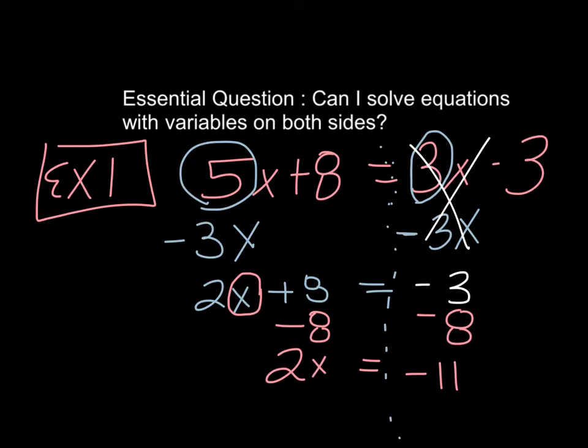All right, so now we got 2x equals negative 11. We got this darn 2. We got to move it to the other side. 2 is being multiplied, so we're going to divide by 2. And now we have x equals negative 7.5.